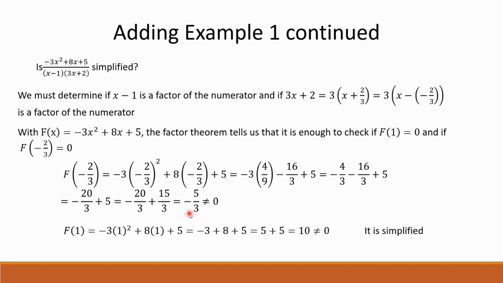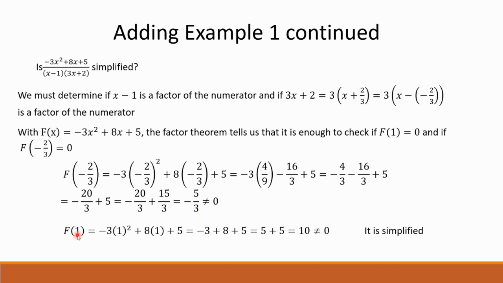Since it's not 0, that tells us 3x plus 2 here, this is not a factor of the numerator. That's what this is telling us. So again, since f of negative 2/3 is not 0, so this does not happen, that's how we know this here, 3x plus 2, which is this, is not a factor of the numerator.